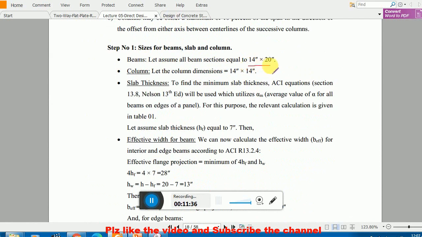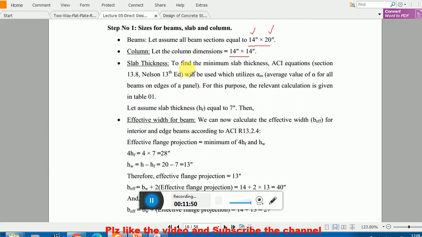Okay, let's assume our beam size will be this much. This is not fixed. Although we have to use 14 inch, you can change this 20 inch to 24 inches or 18 inches as you wish. Let the column dimensions be already decided.